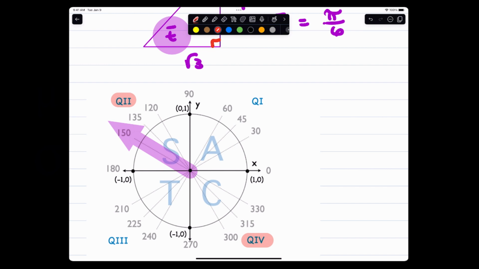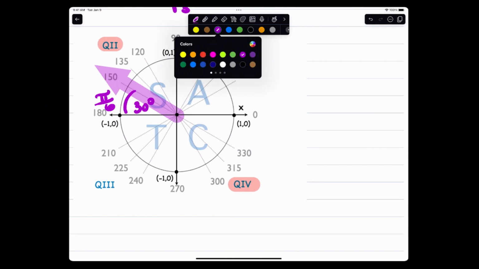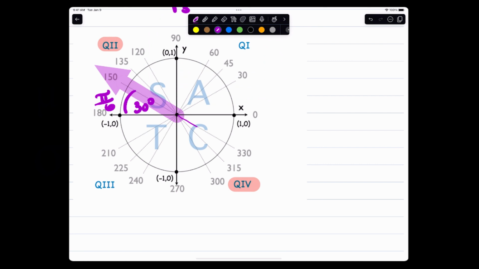I'm going to draw the picture for you guys here. The reason you want that 30 degree or pi over 6, this is your reference angle, right? And then the opposite quadrant over here, 30 degrees, which is what? Pi over 6.